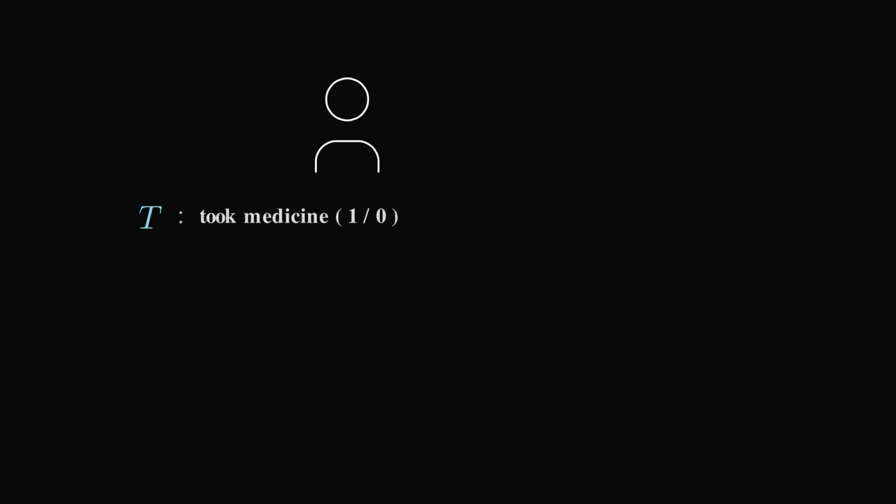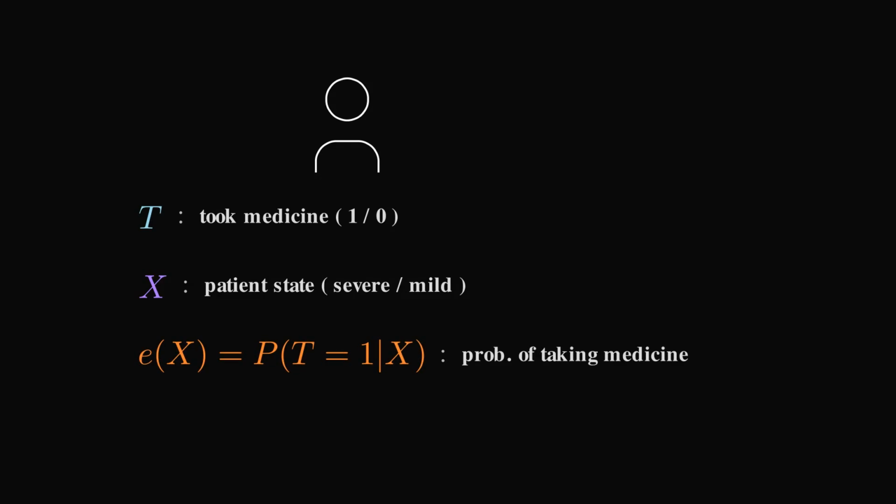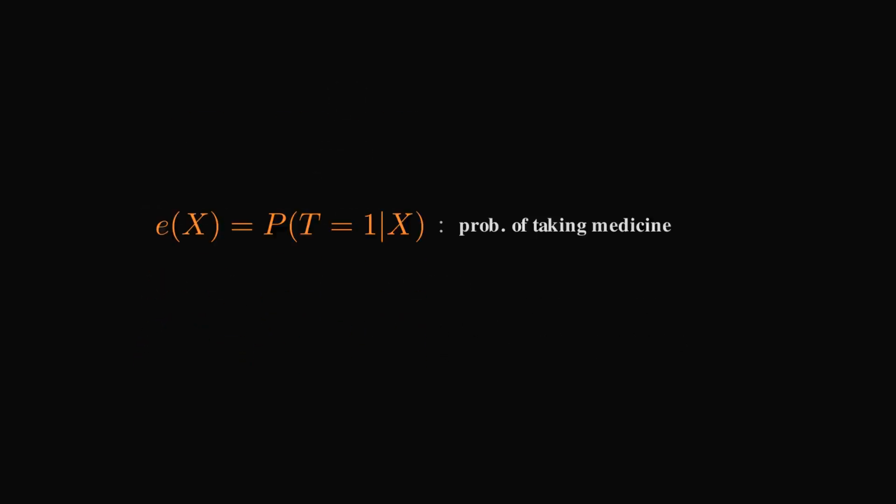T indicates whether the medicine was taken, 1 if taken, 0 if not. X represents the patient's state, that is whether they are severe or mild. And we'll write the probability that a person in state X takes the medicine as follows. Now let's define the weight.